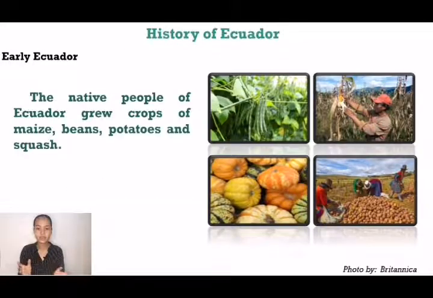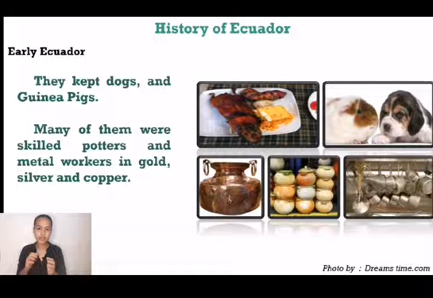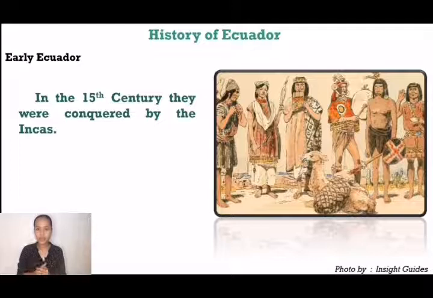The native people of Ecuador grew crops of maize, beans, potatoes, and squash. They kept dogs and guinea pigs for meat. Many of them were skilled potters and metal workers in gold, silver, and copper. However, in the late 15th century, they were conquered by the Incas.